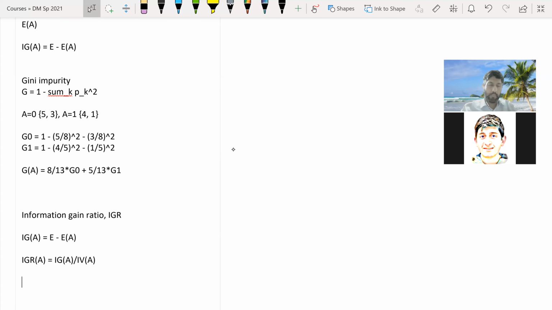So if, let's say if you have two attributes, A and B, let's say A has only two possible values. So A has only 2 possible values, and let's say B has 10 possible values.